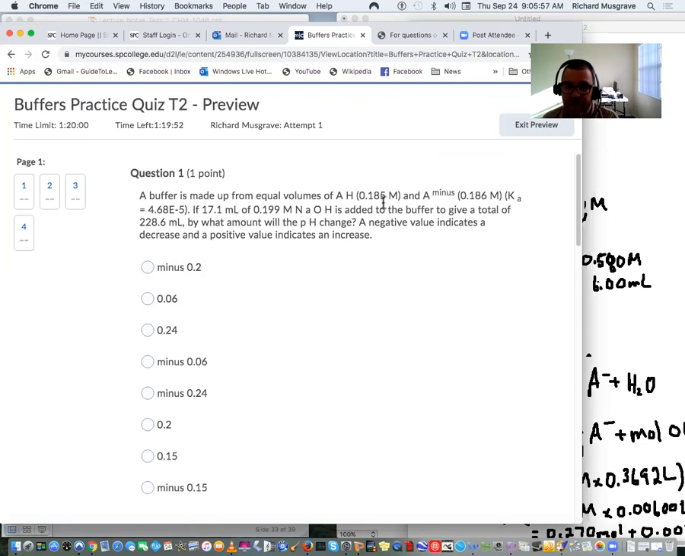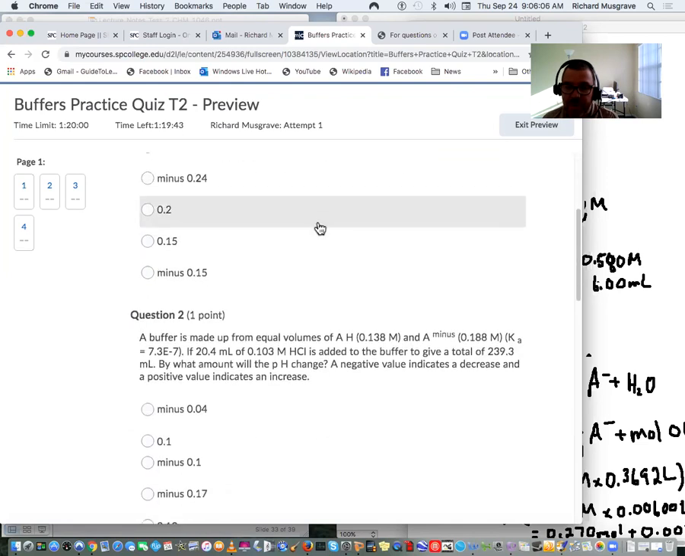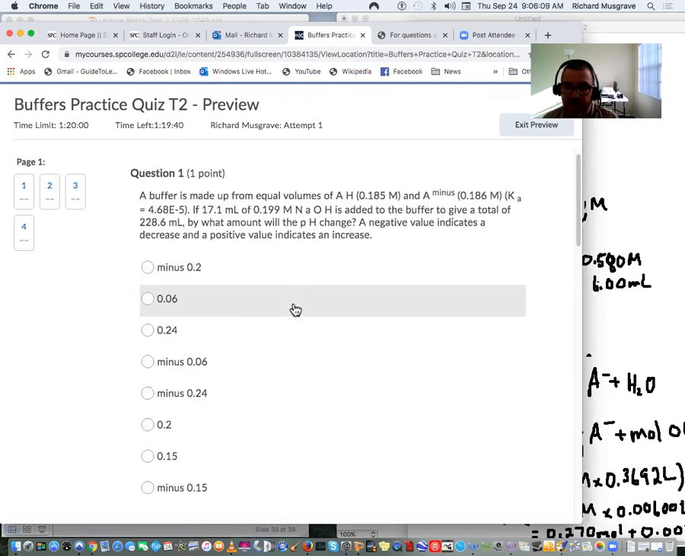So a buffer is made up of equal volumes of AH and A minus. It gives you the molarities here. We add a certain amount of, in this case, NaOH, but you can see that we could be adding HCl as well. So you've got to be mindful of that. And then what it's asking for is, by what amount will the pH change? So a negative value indicates a decrease and a positive value indicates an increase. So for this one, you're going to have to figure out the pH of the initial buffer solution, and then you'll have to figure out what the pH is once you've added the sodium hydroxide, and then find the difference between the two. So that's fun as well.